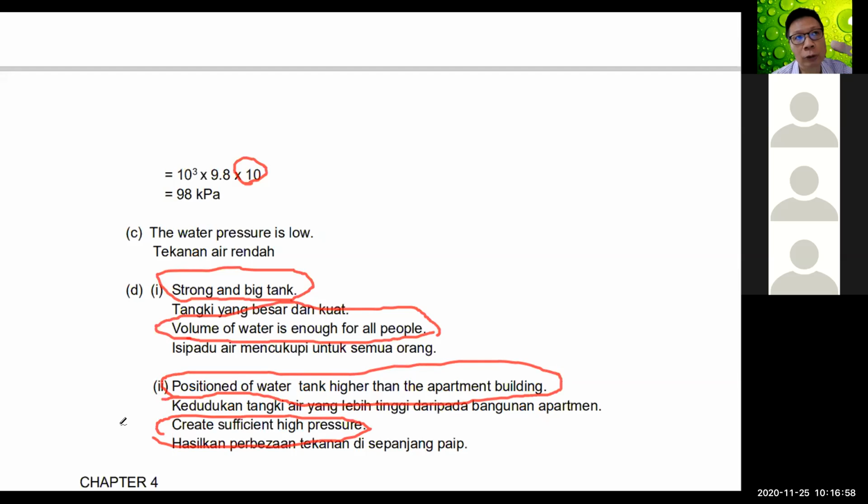Position of the water tank, you put it higher, must be higher than the apartment, right? The reason is to create higher pressure. Okay, so that the water can reach.